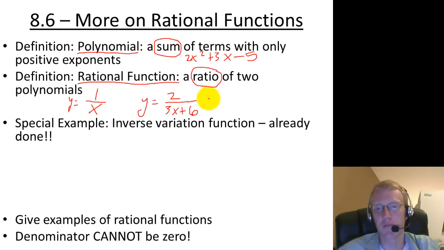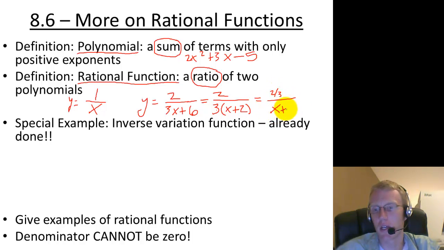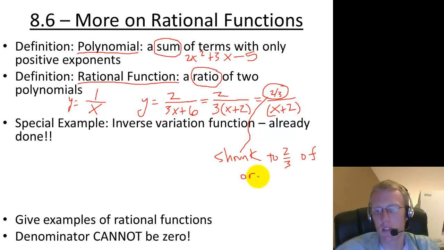And interestingly enough, let me just use this one as an example. We can write this as 2 over, factor out the 3, and you're left with an x plus 2. And then this is 2 divided by 3, so we can write that as 2/3 in the numerator and x plus 2 in the denominator. Okay, and so this 2/3, it's a multiplying. We start with a 1 and we multiply it by 2/3. So this shrunk to 2/3 of the original size.